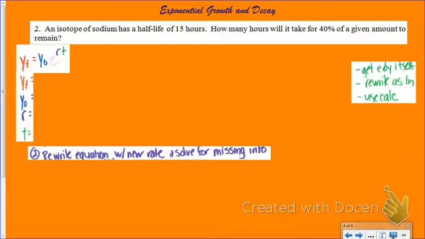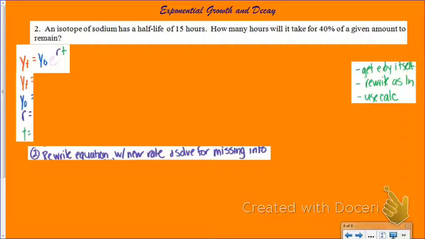Hi guys, so what we're going to do today is solve some exponential growth and decay word problems. This is going to be some common applications of log and exponential functions, and it's going to follow a very similar process to what we had to do for the math portion of your project. We're going to look at an example starting with half-life.